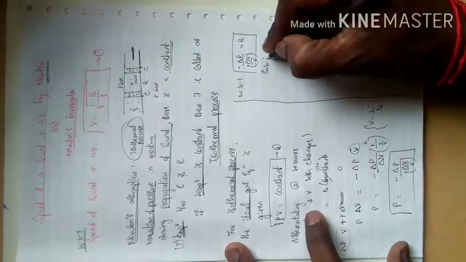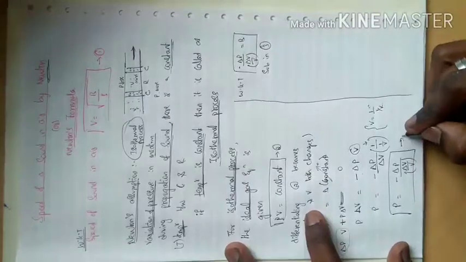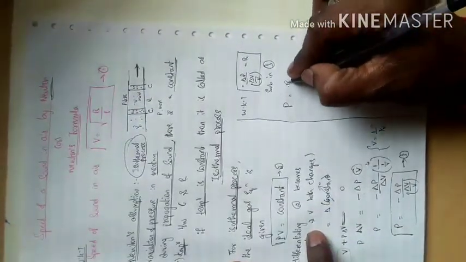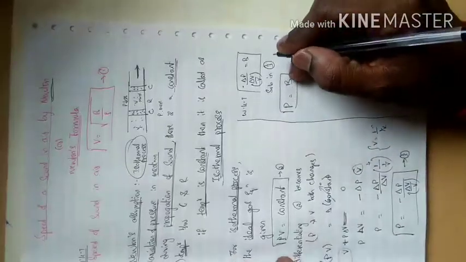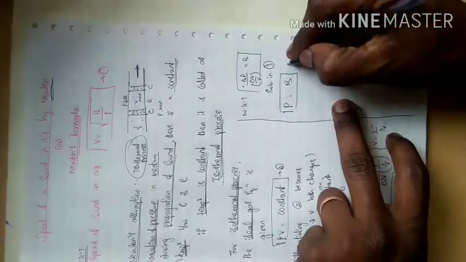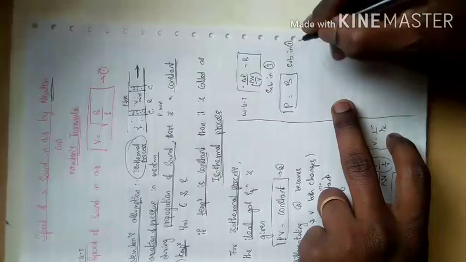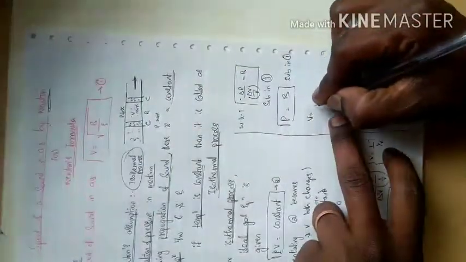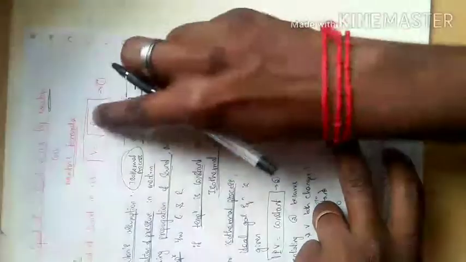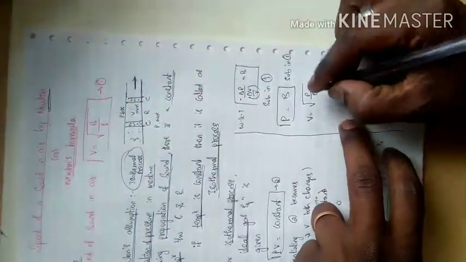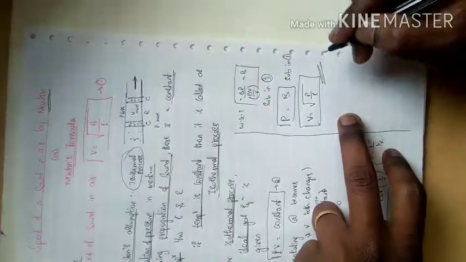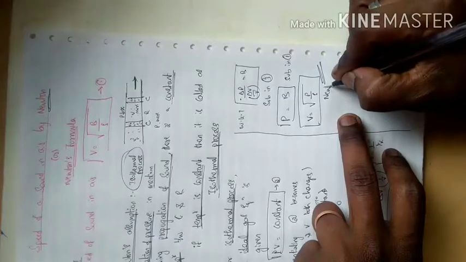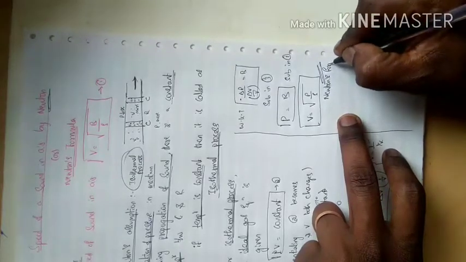Substitute in 3. This is equation 3. If I substitute in 3, what will I get there? P is equal to B. Then that pressure is equal to what? Bulk modulus. Substitute in equation 1. I know that V is equal to root, and in the place of B, now I have to write what? P by rho. This is the expression for speed of sound in air. By whom? By Newton. This is called Newton's formula.